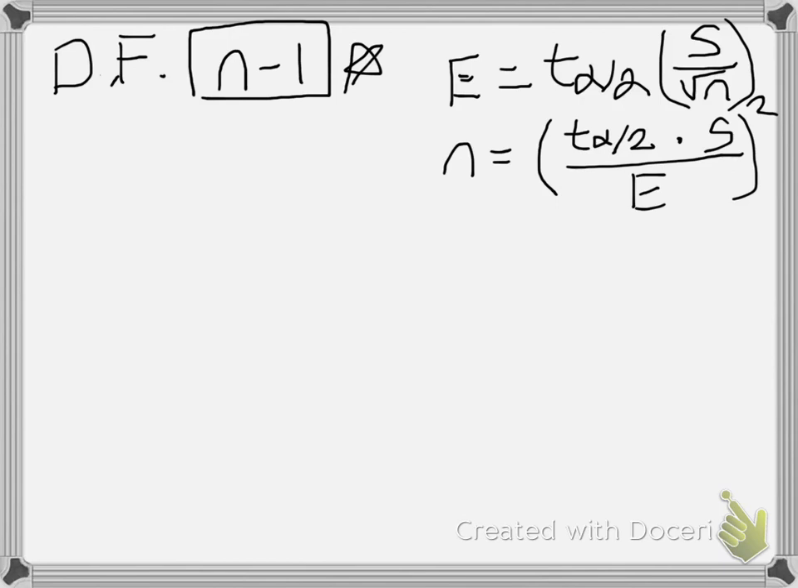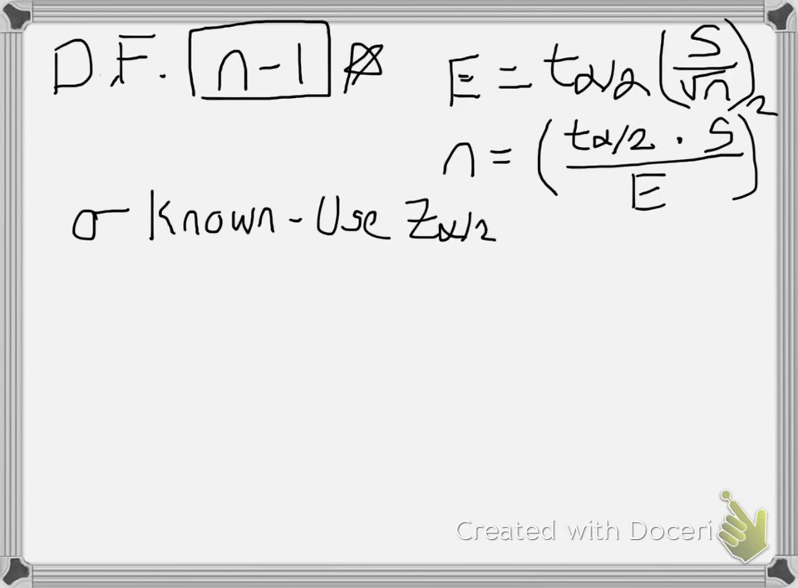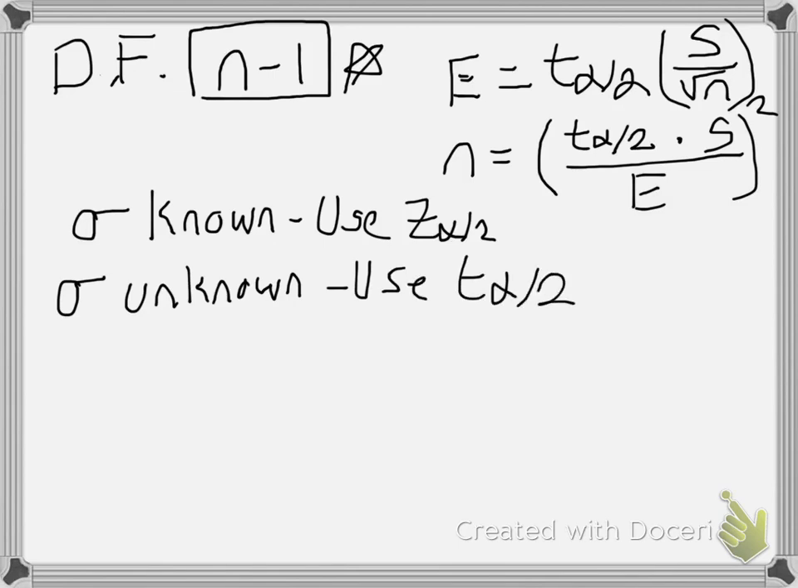So, big important part. If sigma is known, what do we use? We use z of alpha over 2. If sigma is unknown, we use t of alpha over 2. And guys, all we're going to be doing is confidence intervals and sample sizes again. Just like we did when sigma was known, now we're going to show you how to do them when sigma is unknown.